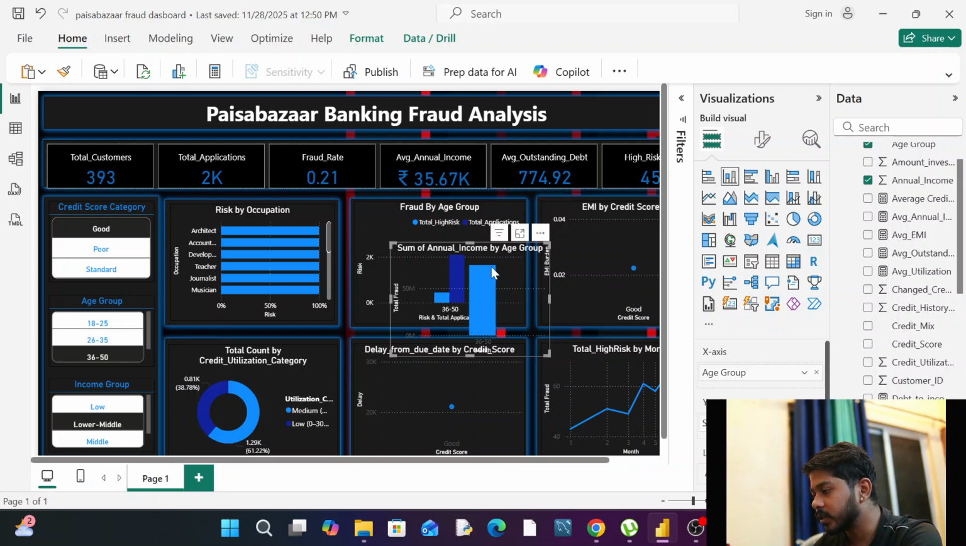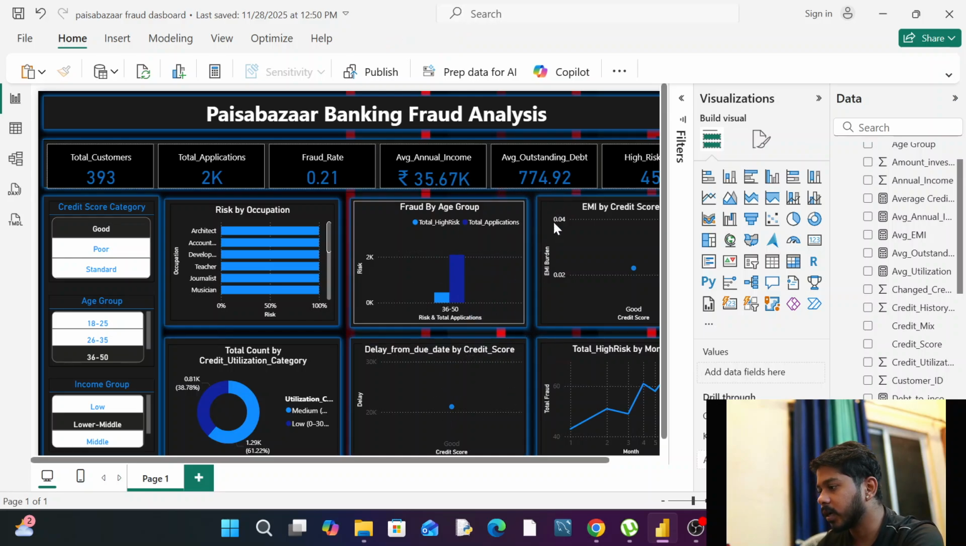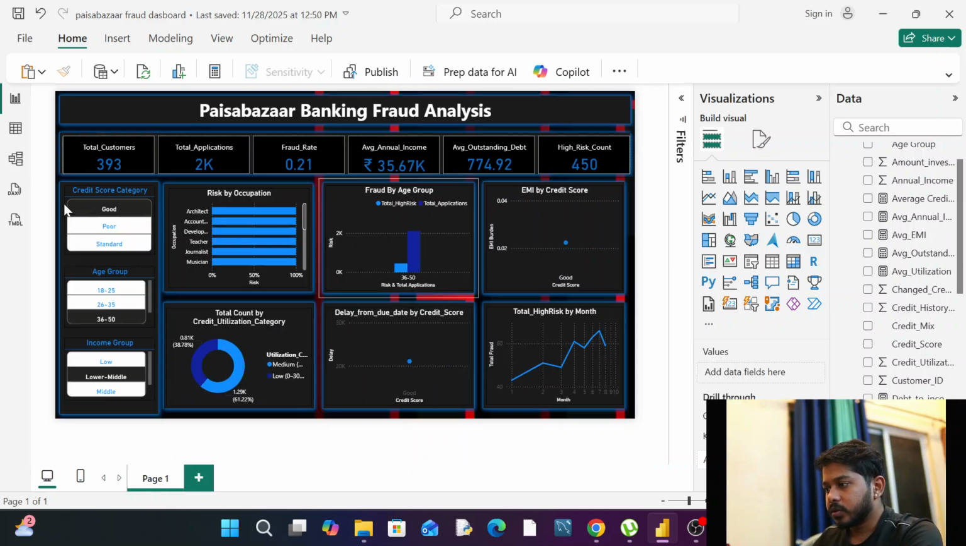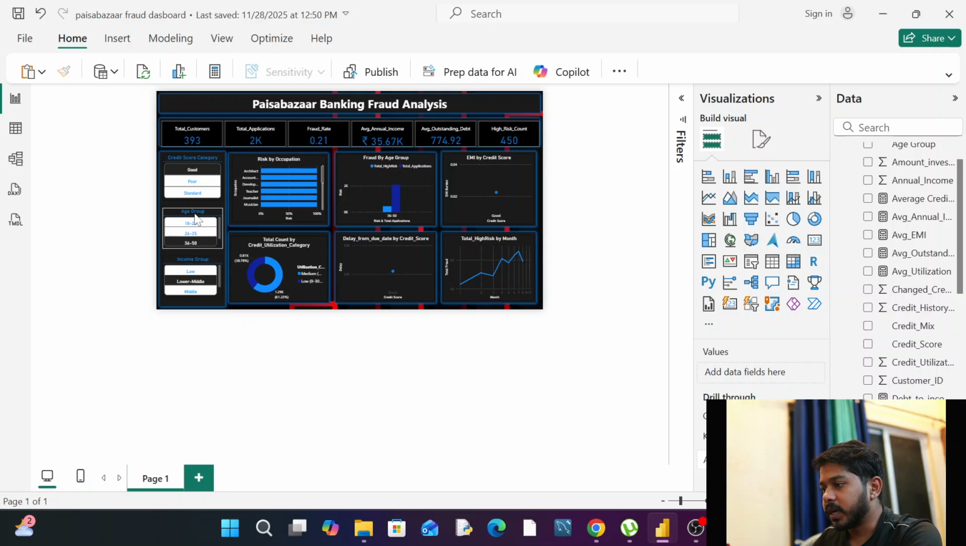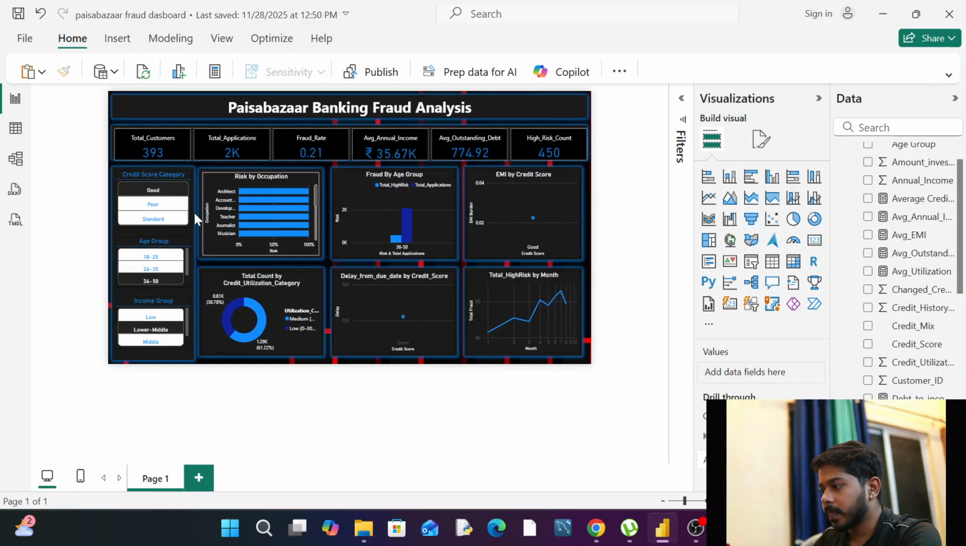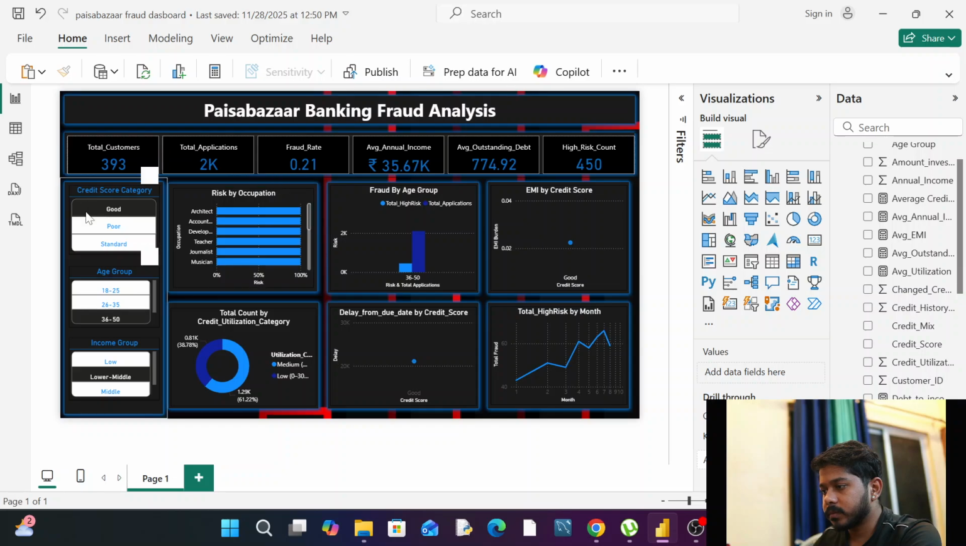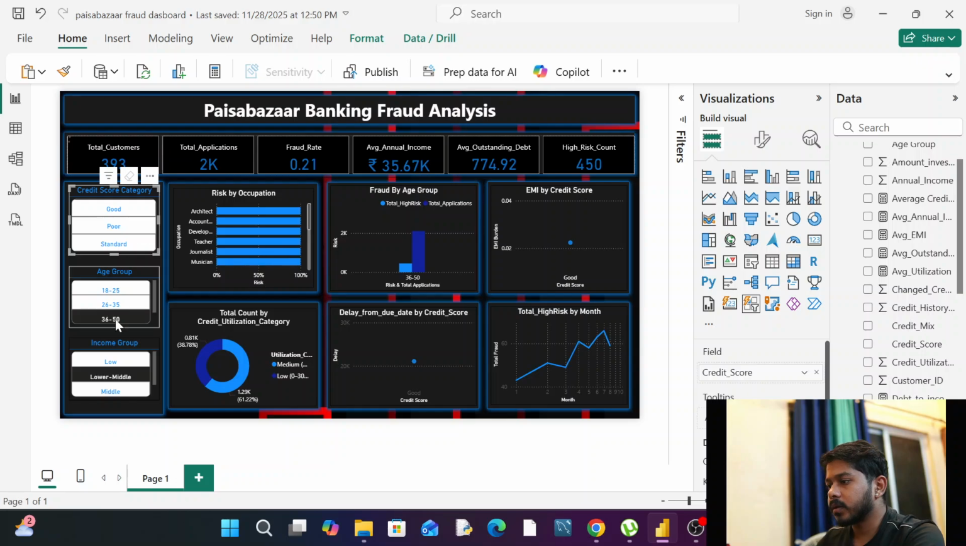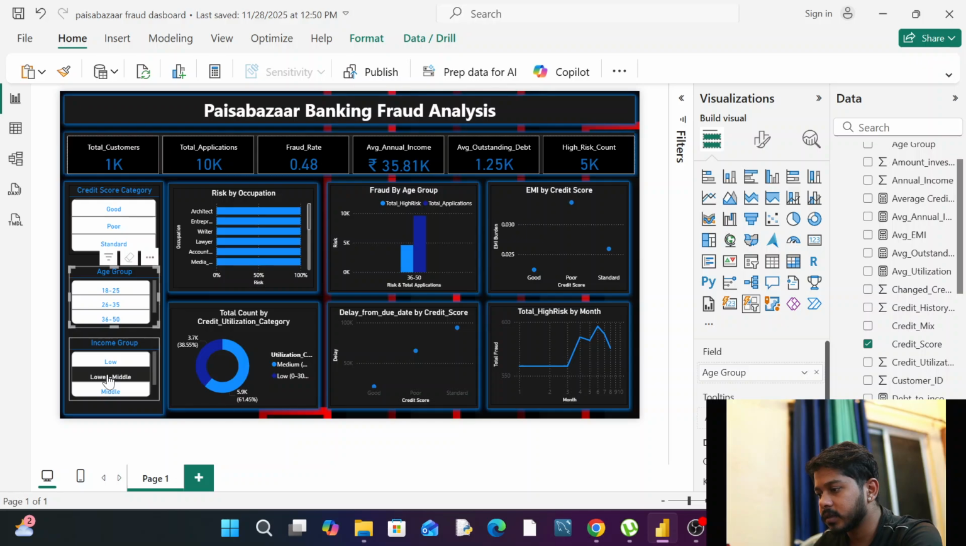Let's delete this one that I made right now. So as you can see, this is a completely working dashboard. Let's remove all the selections. Yes, all the selections removed.